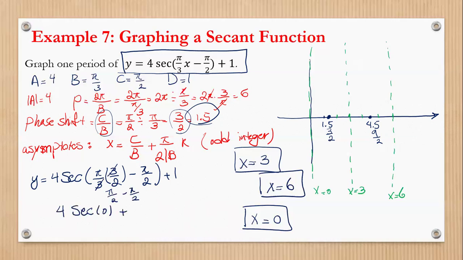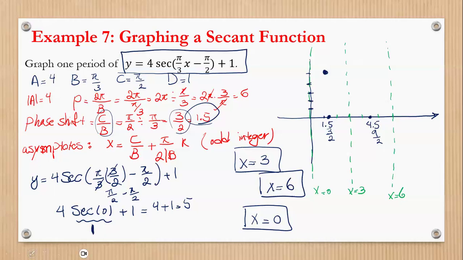And what's the secant of 0? Secant is 1 over cosine. What is 1 over cosine of 0? I know that the cosine of 0 is 1, and 1 over 1 is just 1. So the secant of 0 is also 1. And 4 times 1 is just 4. 4 plus 1 is 5. So the y value for 3/2 is positive 5. So 1, 2, 3, 4, 5. So you have this point there. And we need to do the same for 9/2.